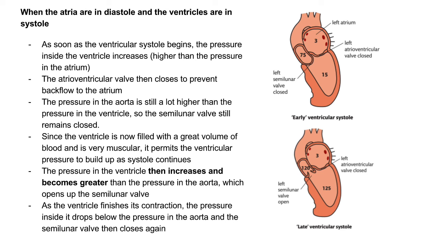And as the ventricle finishes the contraction, the pressure inside it drops below the pressure in the aorta, and the semilunar valve closes again. This goes over and over again, and this is what we call the cardiac cycle.